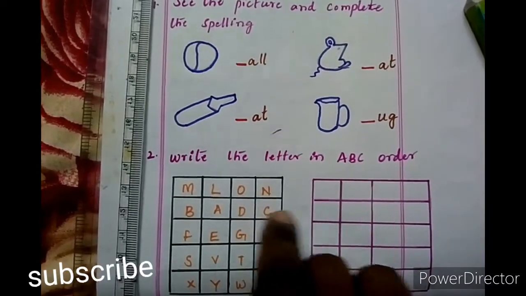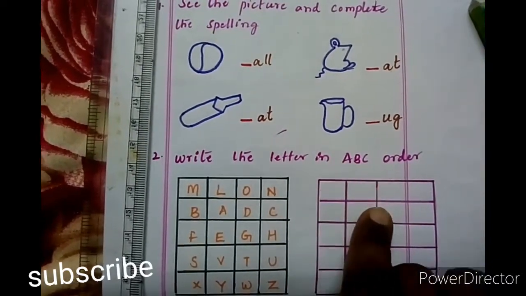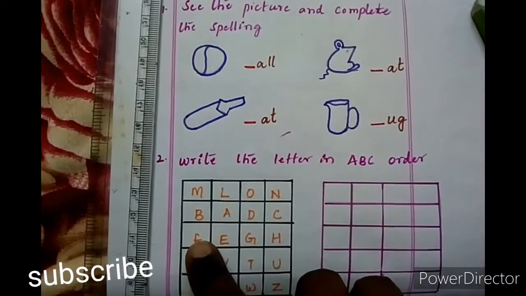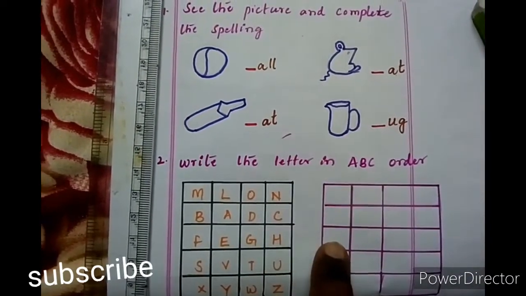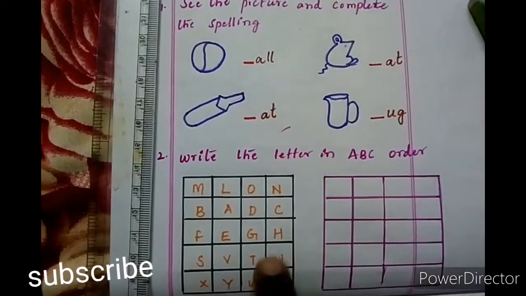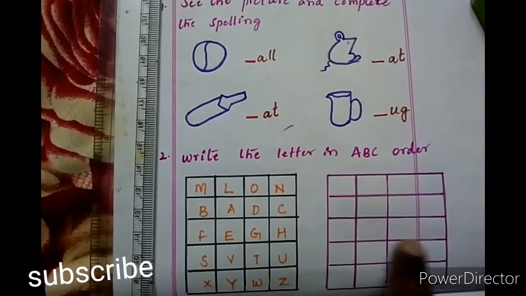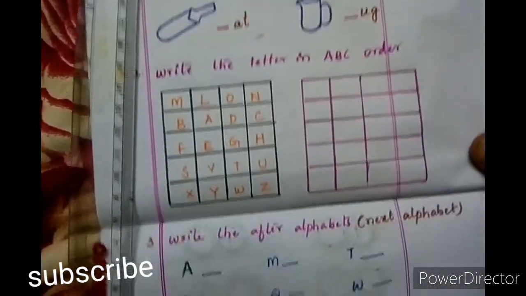B-D-B-A-D-C. So, what is the order you have to write here? A-B-C-D. F-E-G-H. So, what is the order? E-F-G-H. Like this, you have to write the order in this box.